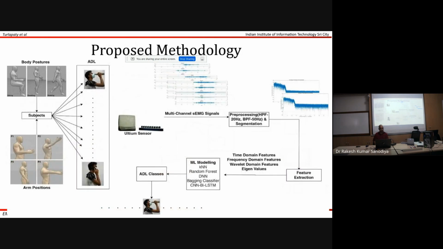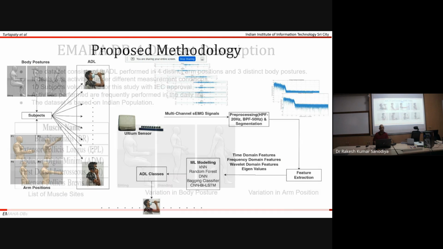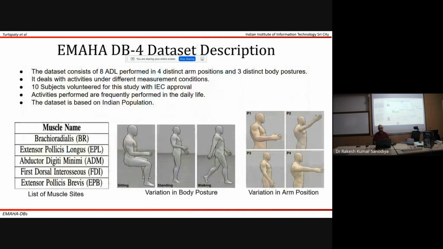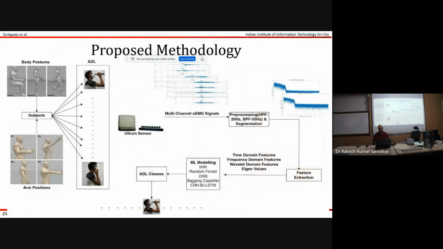So this is the proposed methodology. There are 3 body postures and 4 arm positions, a total of 12 conditions. In each of these 12 conditions, a person is performing one of the activities shown here, which are, as you can see, lifting a bottle, pushing a door, pulling a door, and so on. These are all very regular activities a person performs. As I said, in each of these 12 conditions, you are performing these 8 different activities, and each activity is performed around 5 times.